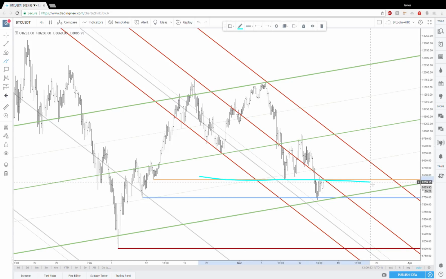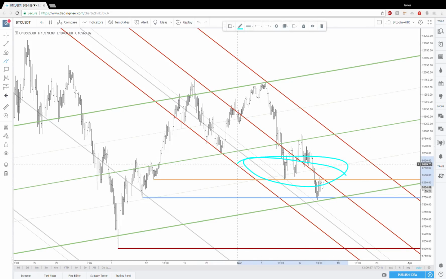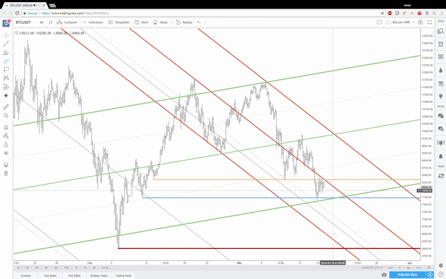We have our major support area from a previous big buyer right here in this area that we've broken down through. That has now become resistance for us, as you can see here. There's another potential zone, which is roughly about the 7,700 zone. However, that has provided temporary support. I do not believe that's going to last long.